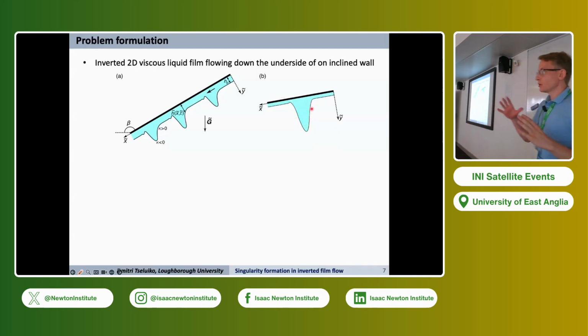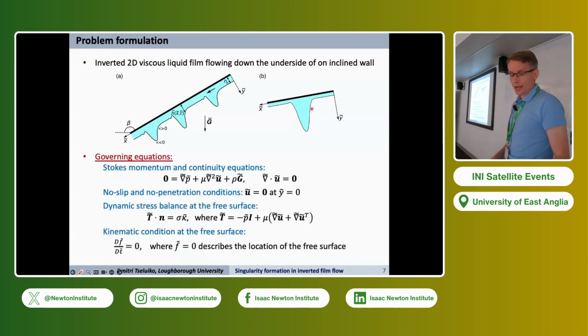So for simplicity, we want to analyze the transition to dripping, so we ignore inertia and assume that the flow is governed by the incompressible Stokes equations. We impose the usual no slip and no penetration boundary conditions at the wall, and at the interface we have the usual stress balance conditions. Capital T here is the Newtonian stress tensor, P tilde and U tilde are the pressure and the velocity in the fluid, sigma is the surface tension coefficient, kappa is the curvature of the interface, and we have the usual kinematic condition as well.